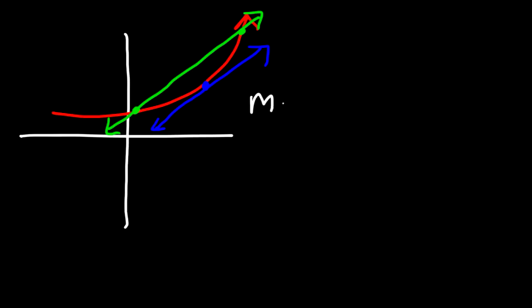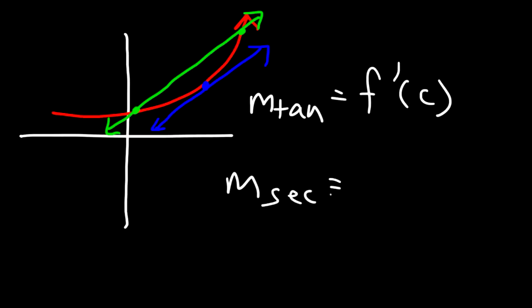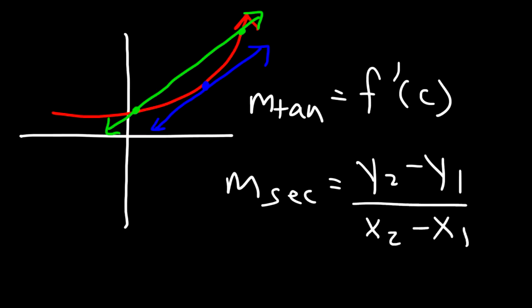Let's say we have some curve, and a tangent line is a line that touches a curve at one point. Now you need to be familiar with a secant line. A secant line is a line that touches a curve at 2 points. So the slope of a tangent line is equal to the derivative of a function at some value. To calculate the slope of a secant line, you've done this before in algebra using this expression. It's rise over run, y2 minus y1 over x2 minus x1.